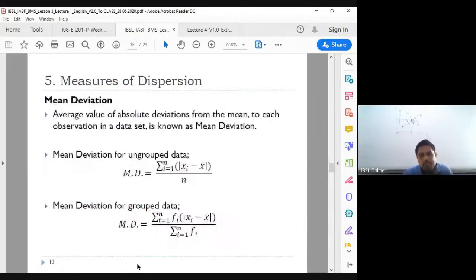Let's come to the second one. This is what we call the mean deviation. Look at the definition: the average value of the absolute deviation from the mean to each observation in a data set is known as the mean deviation. I repeat, the average of absolute deviations, not relative deviations, that means the actual numerical value, from the mean to each observation in a data set is known as the mean deviation. For grouped data and ungrouped data, you could identify the equation to use. I'll explain it to visually identify what we are going to discuss here.